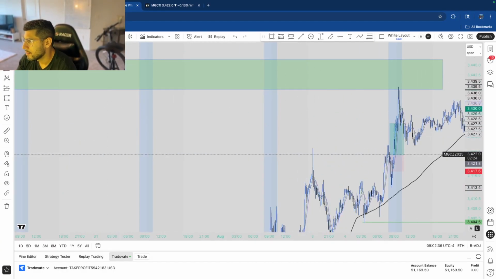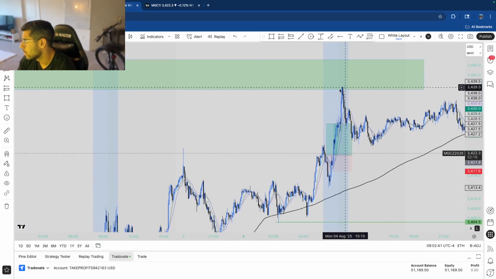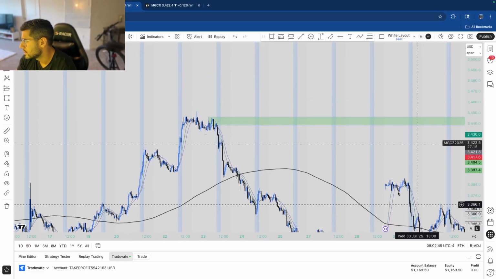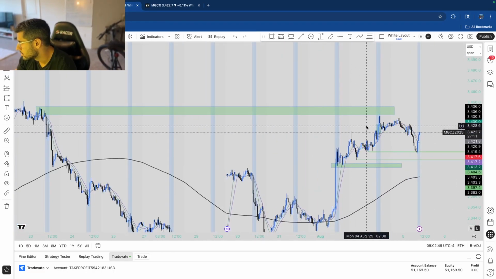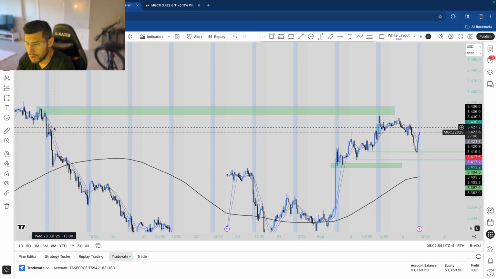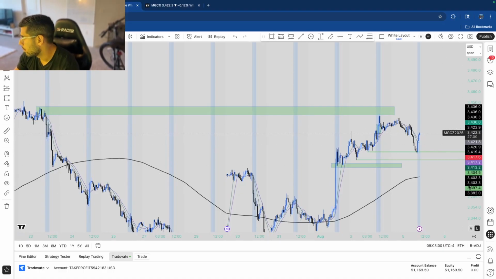And then like I mentioned, I didn't take the hourly liquidity right here. On the 30-minute chart, I got out essentially right here, where you can see I took out this 30-minute liquidity over here. I was confident that price would at least get there. And then I took my 1 to 2 right there.